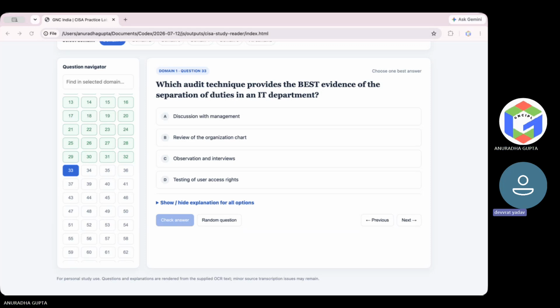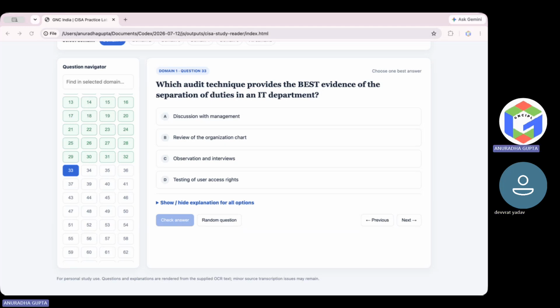Observation and interview, yes, but still D, I think it is more accurate from an evidence perspective. Again, I would say you need to remember about the audit universe. You know, on that perspective also you need to think. Let's see. You got my point. I will choose D. Let's see if it is correct or not.